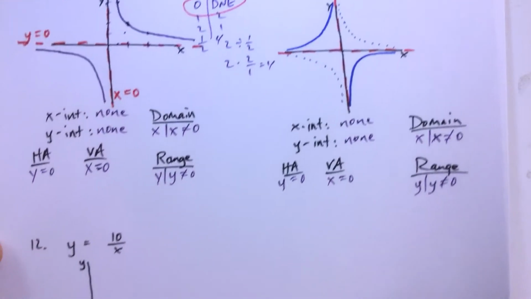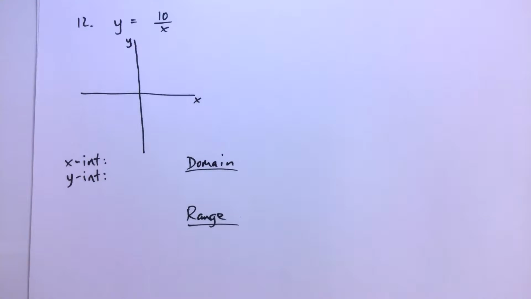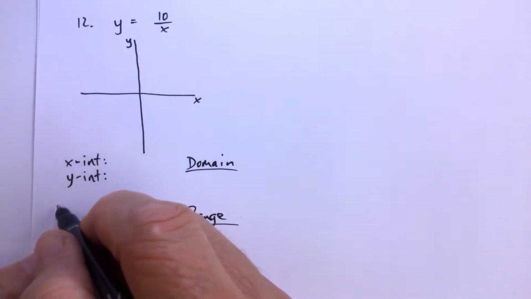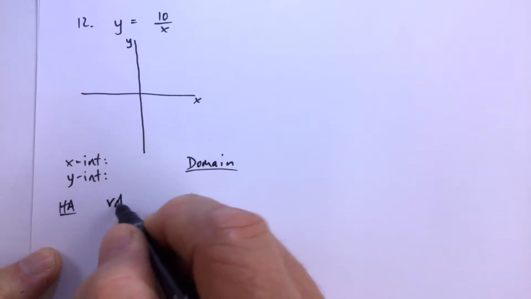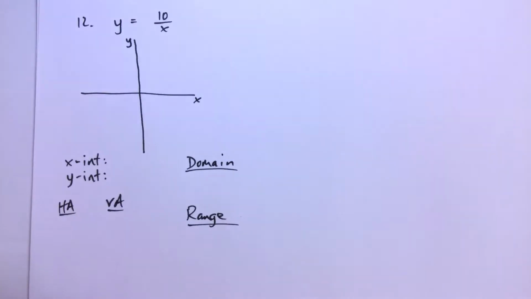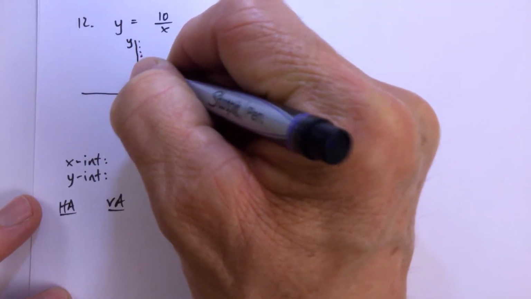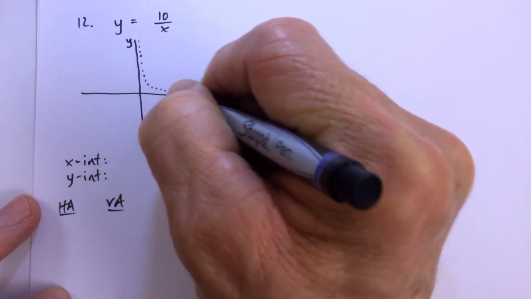And then for number 12, we've got the same situation going on. It's just a constant over x. It relates to, let me write this down, HA and VA. This graph here relates to the graph of y equals 1 over x. Let's put 1 over x in there so again we can illustrate what's going on. This is 1 over x.